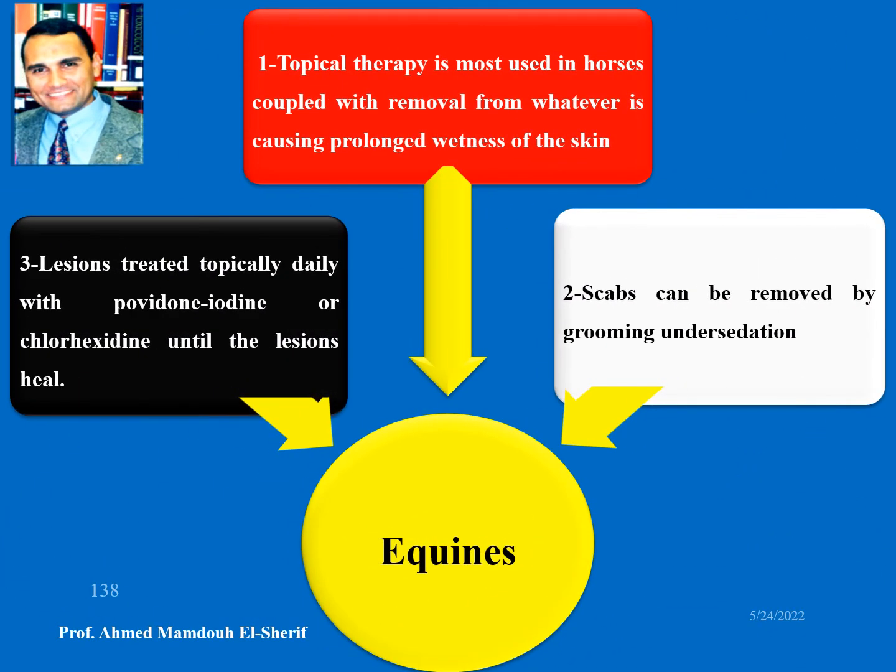Treatment of dermatophilosis in equines. Number 1, topical therapy is most used in equines, coupled with removal from whatever is causing prolonged wetness of the skin. Number 2, scabs can be removed by grooming, done under sedation. Number 3, lesions are treated topically daily with povidone iodine or chlorhexidine cream until the lesions are healing.